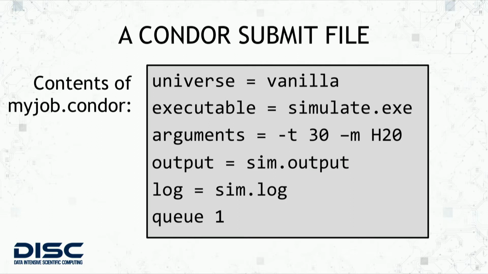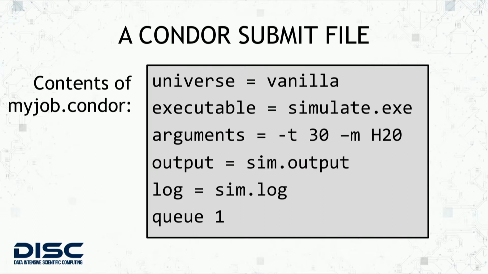We have to specify the program to run as an executable. In this case, let's assume it's a simulation of some kind. And then the arguments that we're going to pass to the simulation. In this case, let's suppose we're specifying the temperature and the molecule to simulate. We have to specify where the standard output file is going to go. That's going to be in a file called sim.output. And additionally, we're going to specify a log file, which is going to give us some additional details of how that job ran. And then finally, to run one job, we state Queue 1. If you wanted to run 100 jobs, you would say Queue 100.